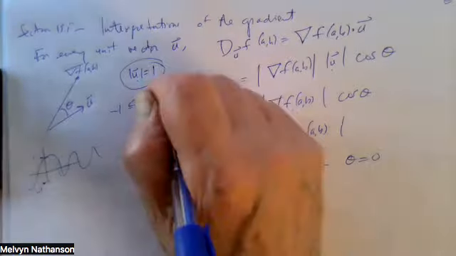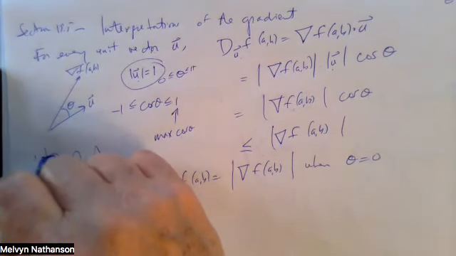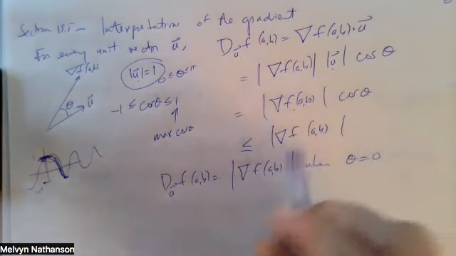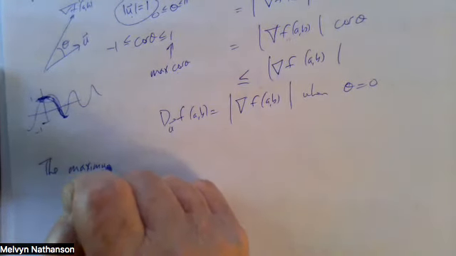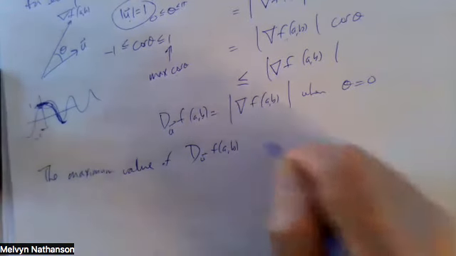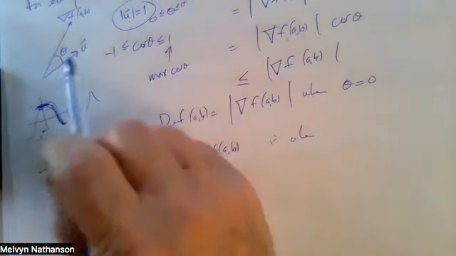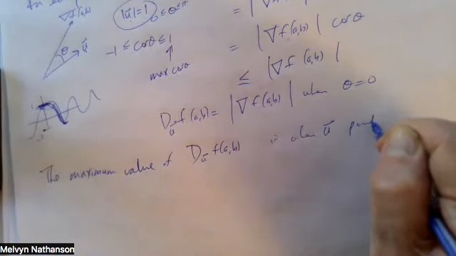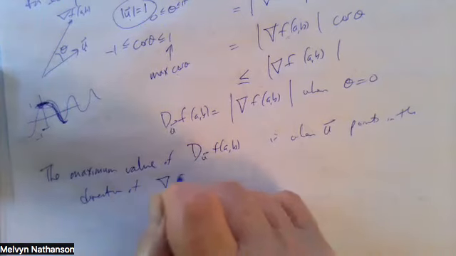Right? You can take theta to be between 0 and pi. As you go from 0 to pi, you go from 1 down to -1, and then it repeats. When theta equals 0, that means the maximum value of the directional derivative is when the angle between the direction and the gradient is 0. That means when u points in the direction of the gradient of f at (a, b).